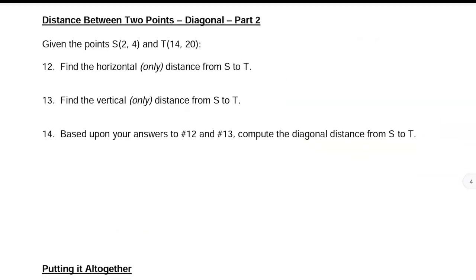If we look at points on the diagonal, maybe if we observe their horizontal and vertical distance first, then we can use the Pythagorean theorem to find the actual distance. If you get points S and T, find the horizontal only distance. That means the x coordinates. We're going to look at the x coordinates. So look at the 2 and look at the 14. Let's subtract. The bigger number minus the smaller number gives me 12. So the horizontal distance is 12.